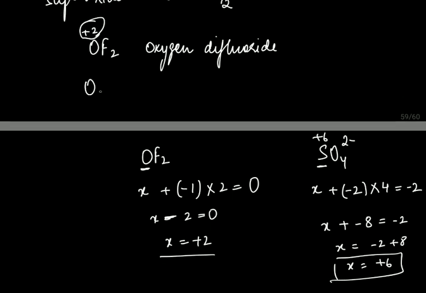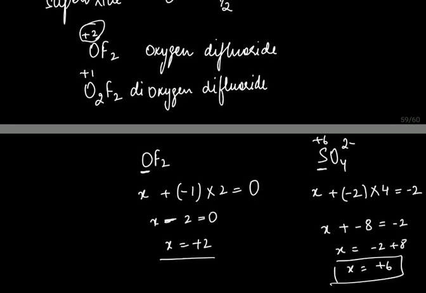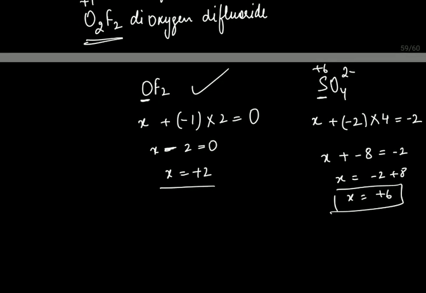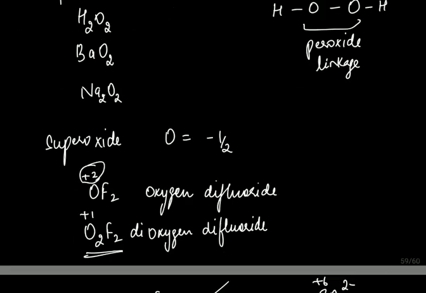Then we have another example, O2F2. You try this on your own. Make sure you multiply with the number of atoms also. This is dioxygen difluoride, and over here oxygen has +1 oxidation number. You can try it on your own, in the similar way I did. Then this is the next rule.